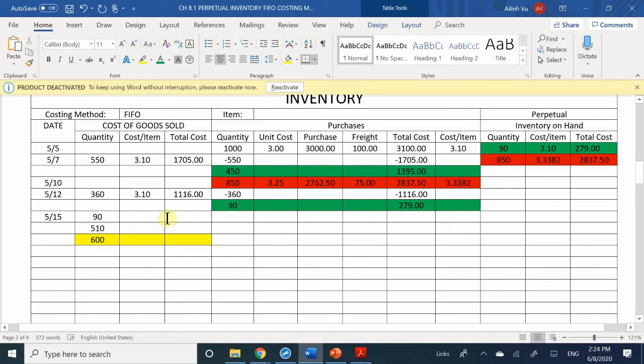And so now that we have two separate ones, because we already know what 90 is going to cost us from our first batch, which is $3.10, we don't need to actually calculate it. We already know that 90 units is going to be $279 right off the bat. No calculation needed there.